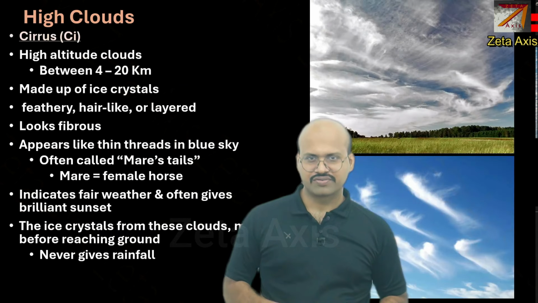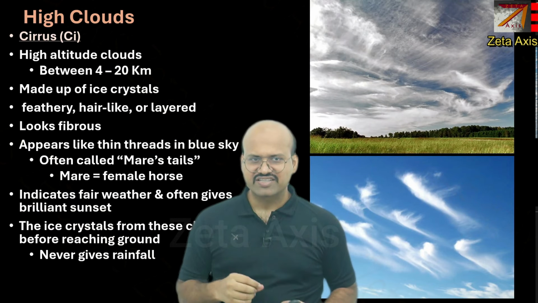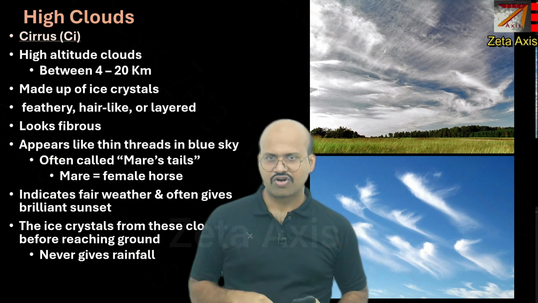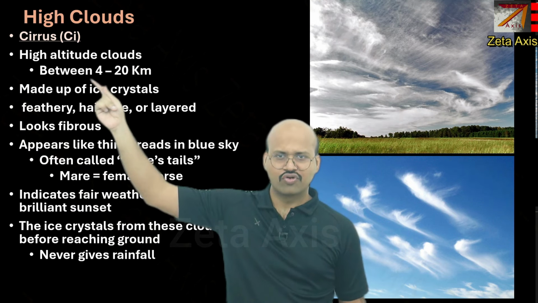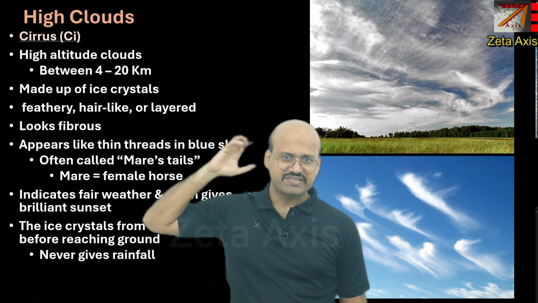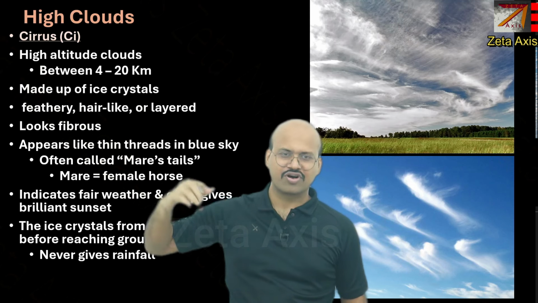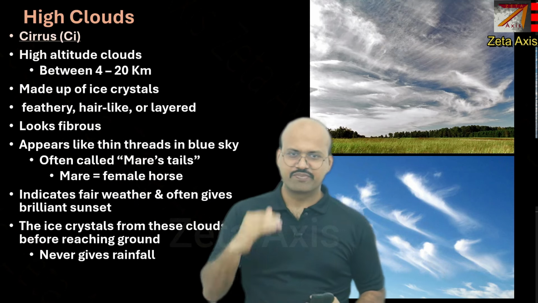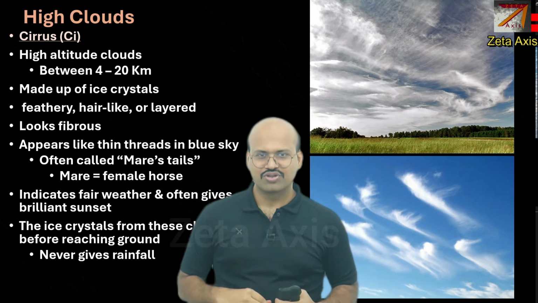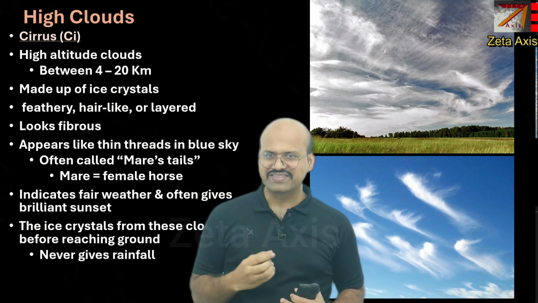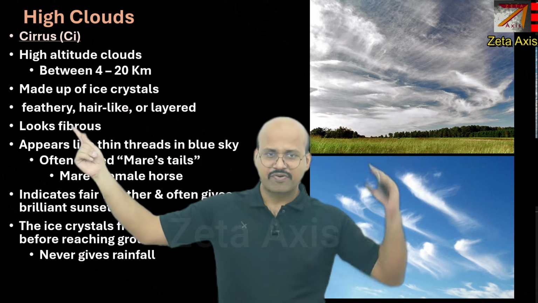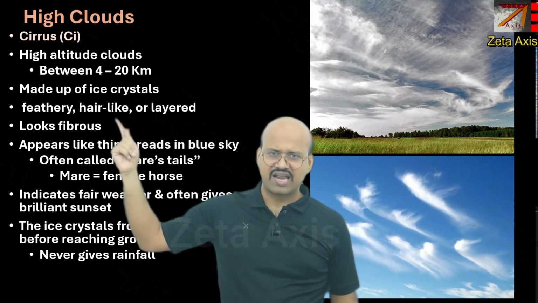these types of cloud. So let's start with cirrus cloud, which is a typical high cloud or high altitude cloud, formed 4 to 20 km high. It is made of ice crystals, mainly because at such height the temperature is below freezing point. So the water droplets convert into ice crystals. These types of clouds are generally feathery or hair-like or layered.